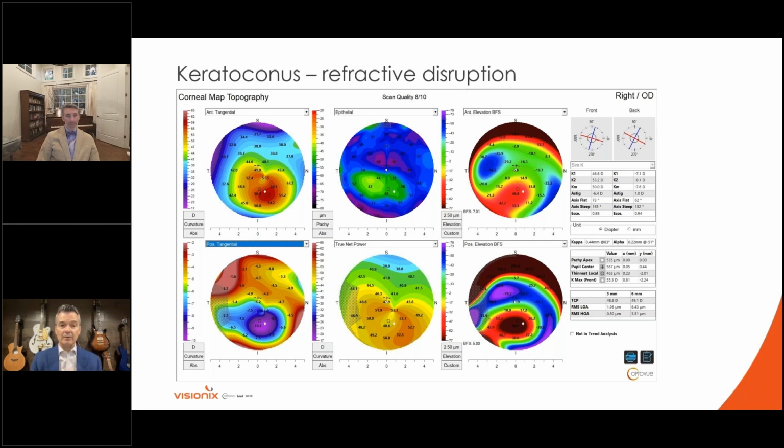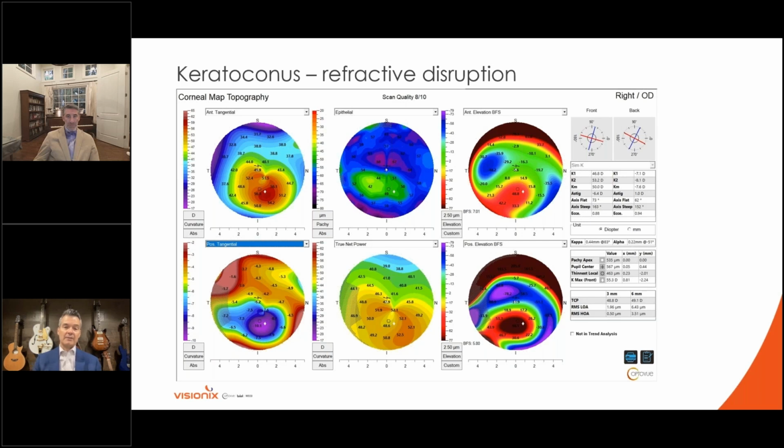In the middle column at the top, you're looking at the epithelial thickness. Again, you can see there's some irregularity in this individual, where the green region represents some thinning areas. And then the bottom center is the true net power, which ultimately highlights any irregularities in terms of the power delivery to the ocular system. On the far right, you have something referred to as anterior elevation BFS, and in the bottom right, which is one of the most valuable scans, is the posterior elevation BFS.